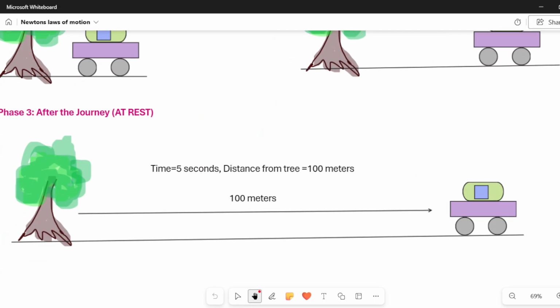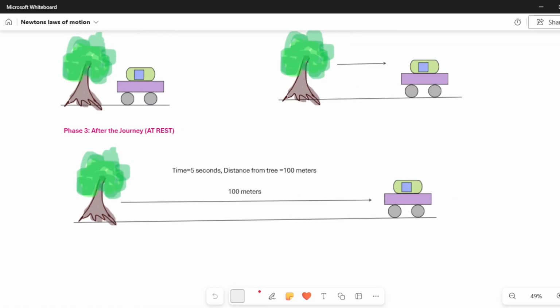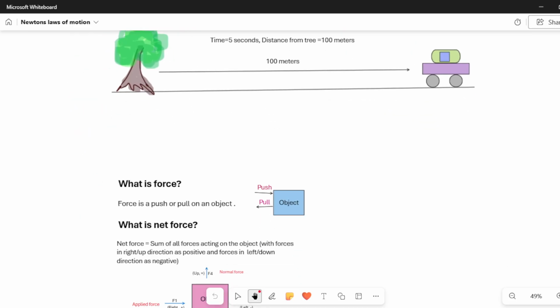Now I have completed my journey, I have reached my destination after 5 seconds, and now what will this be called? My car has come to a halt, so it is not changing any position right now, it is in the same spot, so again the object is at rest because there is no change in position over time. So this will be called at rest. Hope you have understood what is motion.